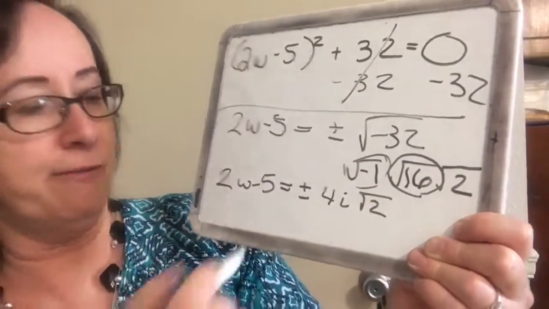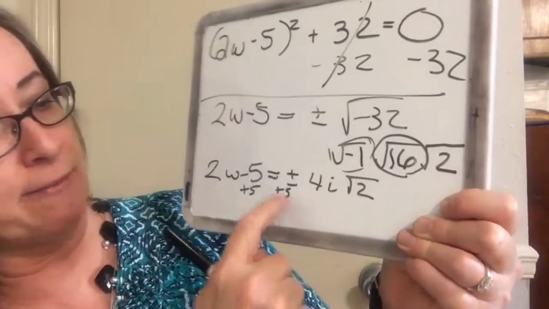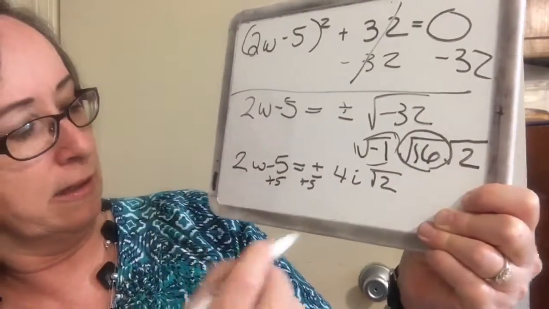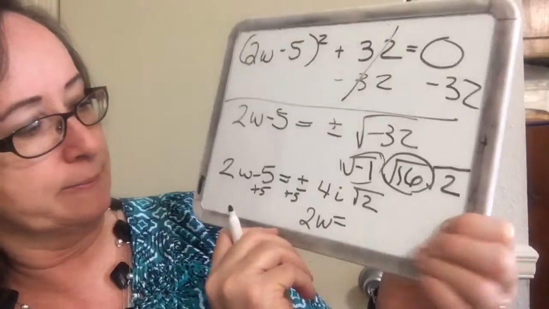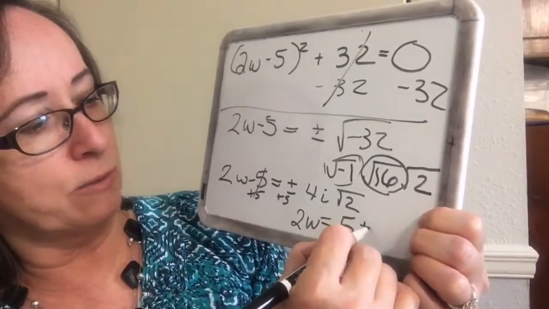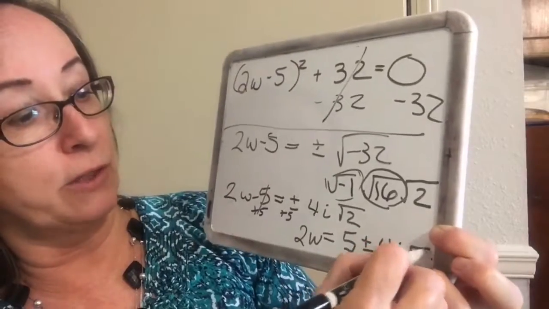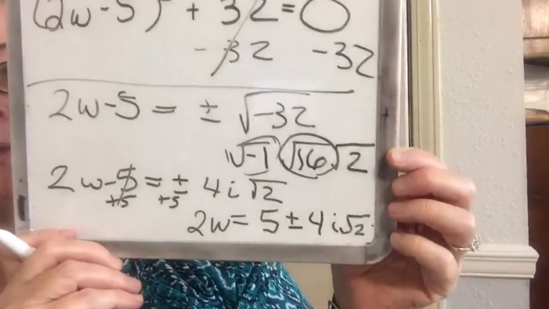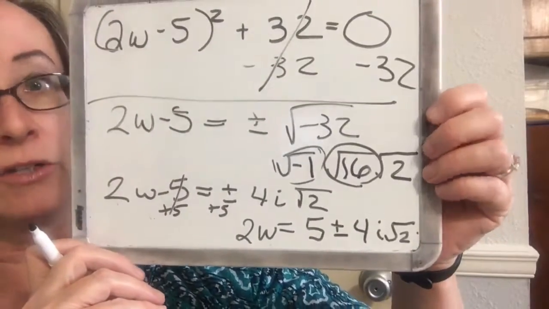So now we're going to add a 5 to both sides. So add a 5, and remember that 5 is going to go right in front. So we're going to get 2w is, this one cancels, 5 plus or minus 4i square root of 2. Okay, so we have one last step, and that is going to be to divide out our 2.